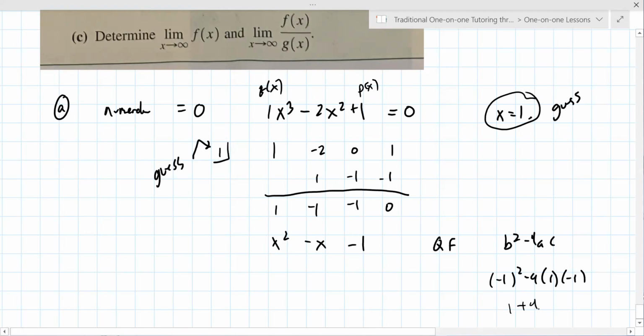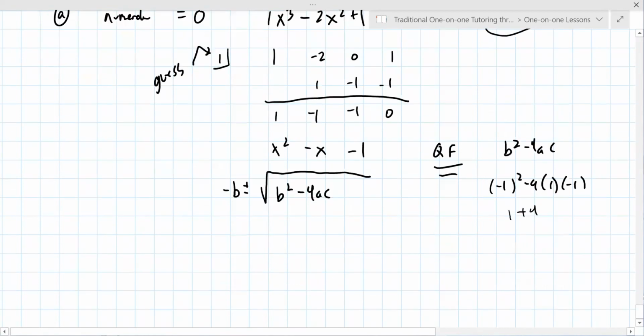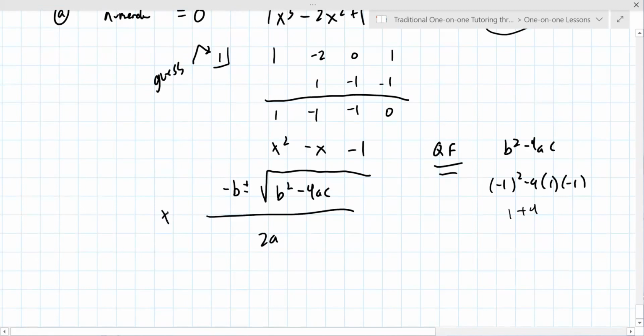Good. So the bad part here is that you do have to use the quadratic formula on this because it does not factor. Oh, yikes. Okay. So that's minus b plus or minus the square root of b squared minus 4ac, all over 2a. So that's minus a minus 1.